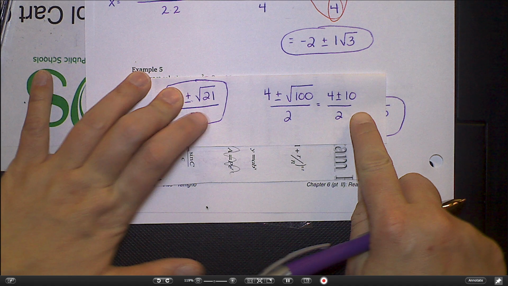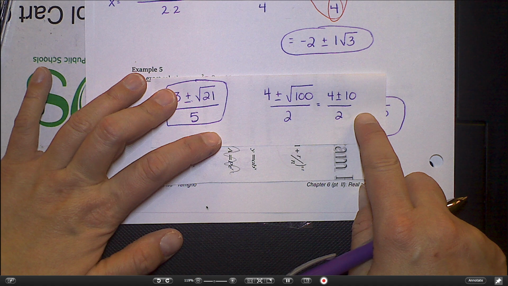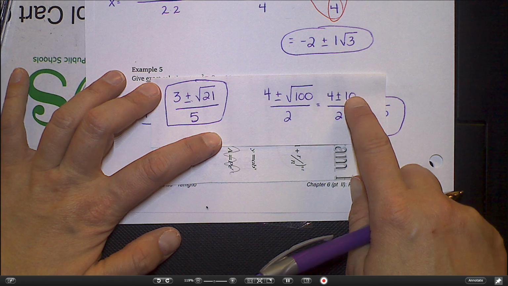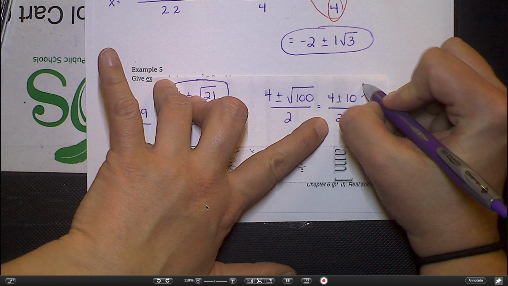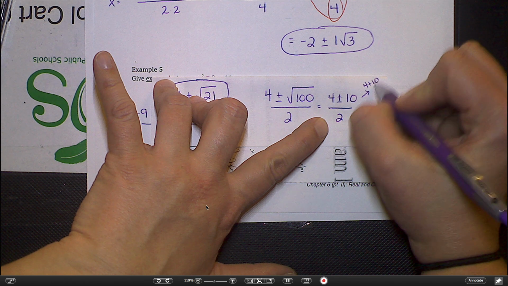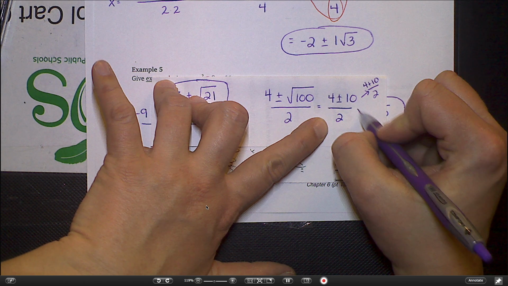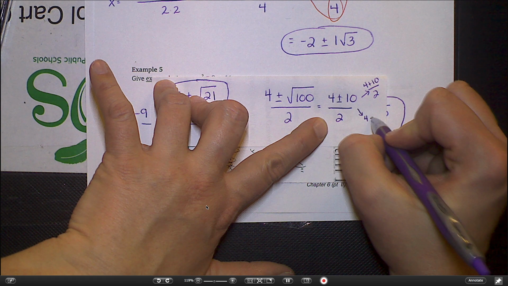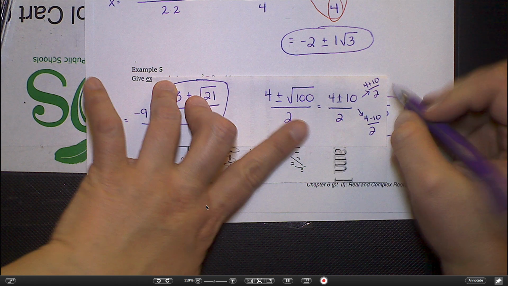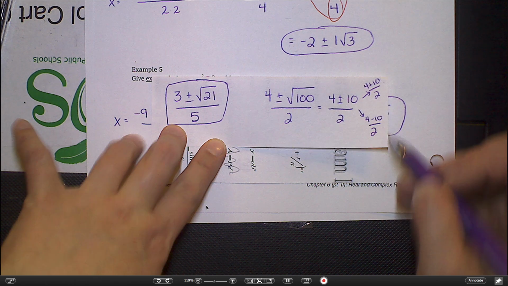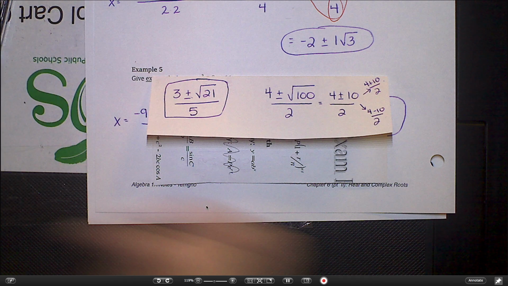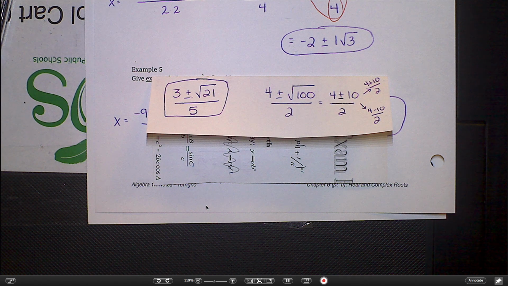The thing with that is you can actually solve that now, right? Because it doesn't have the radical in it. You don't have to stop. You can say, well, now I can do 4 plus 10 over 2, and 4 minus 10 over 2. And then you can say, well, 14 over 2 is 7. Here you would say negative 6 over 2 is negative 3. And so on those ones, you can simplify it all the way down to the answers, right?